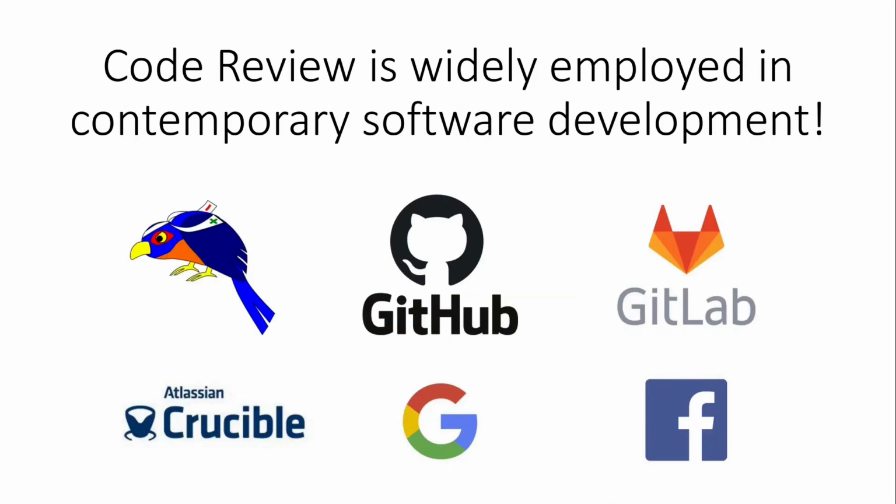We all know that code review is a widely employed practice in software development today. It's used both in open source and industry. There are open source tools to assist developers in performing code review, such as Gerrit, Crucible, and we also have open source platforms such as GitHub and GitLab, which employ a pull request based development that is very similar to code review. And also big companies such as Google, Facebook, Amazon, they all have their own proprietary tools to perform code review on a daily basis.